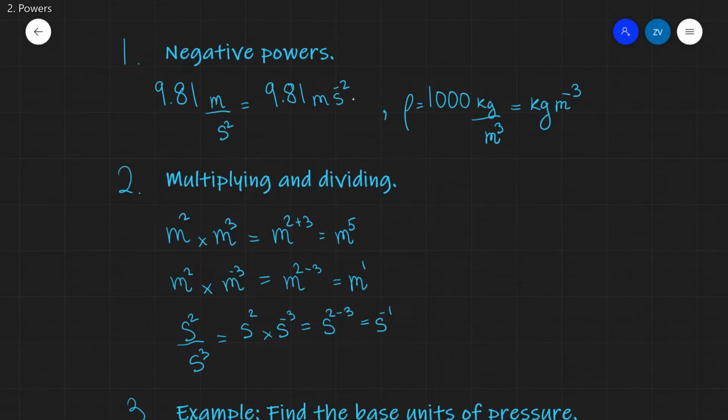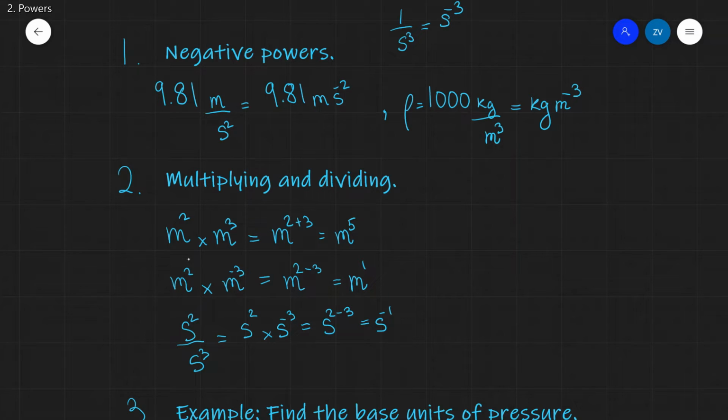This is because any fraction, for instance, let's say 1 over, I don't know, time cubed, or 1 over seconds cubed, we could write this as s to the power of -3. For instance, if we had 1,000 kilograms per meters cubed, this would be equal to 1,000 kg m to the power of -3. The rules for multiplying and dividing powers as well are as follows.